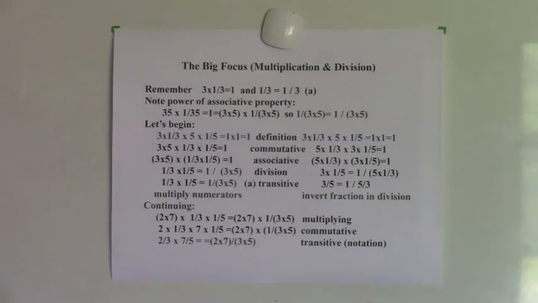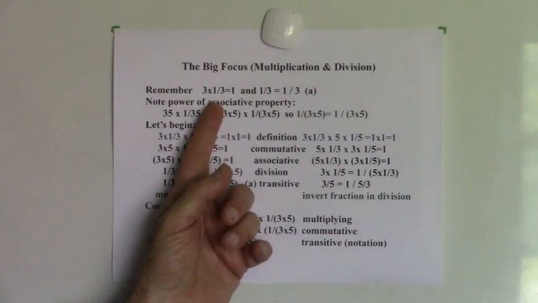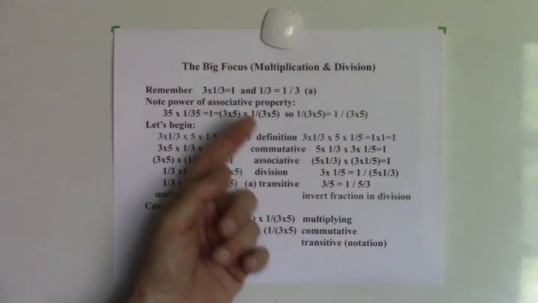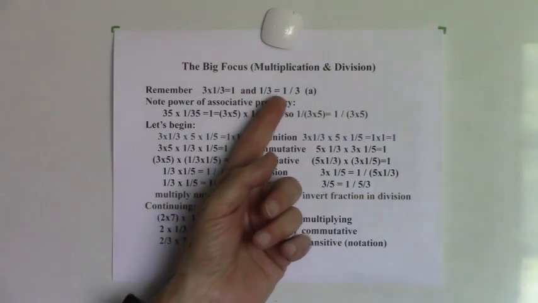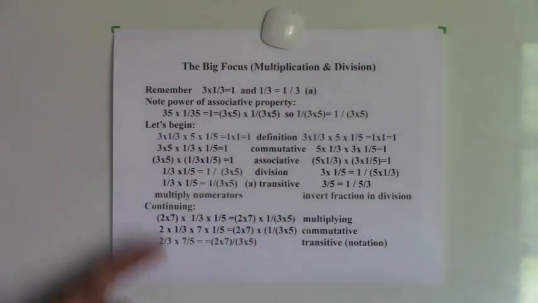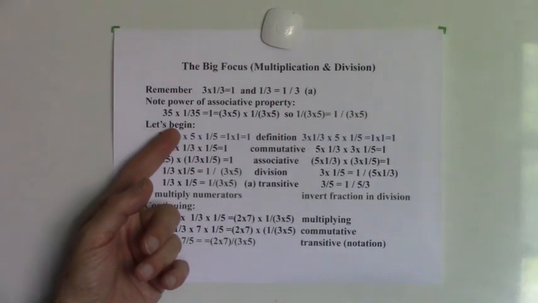Now, on the last sheet, we showed you a proof. We gave you a step and we explained that step. Now we're going to look at multiplication and division, and this is a rather crowded sheet. Remember, we start off with our basics, the definition of a fraction, and that we can show that a fraction is the same as a division. We also note the power of the associative property.